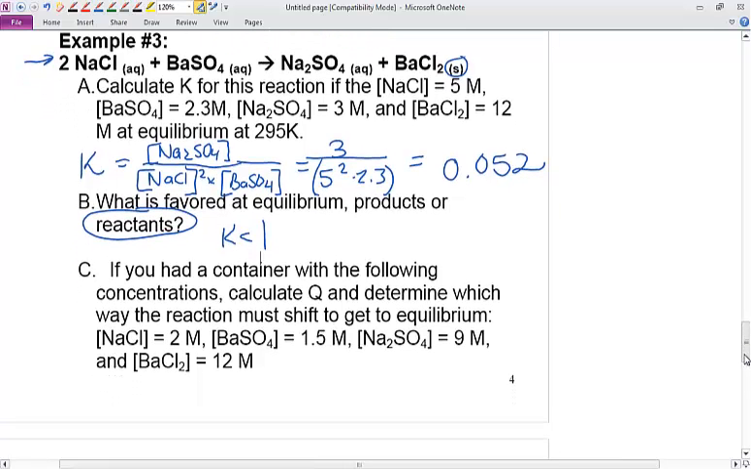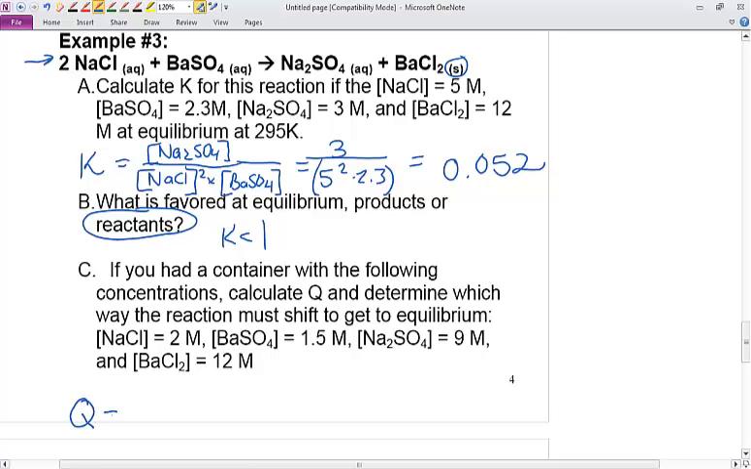Great. One last part to this. Let's throw Q in there. Let's say I've got a random container with this reaction stuff in it at the same temperature. Let's find what the Q value is based on this scenario and figure out which way the reaction has to shift to get back to equilibrium, back to this 0.052 ratio.